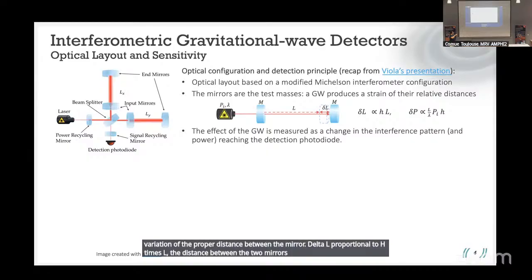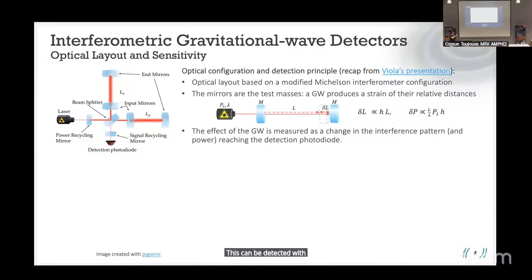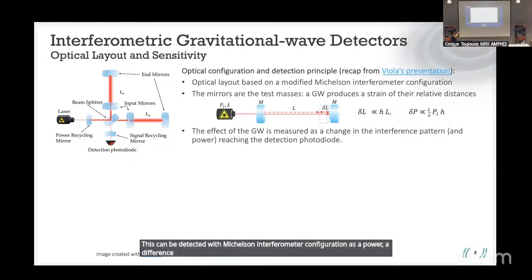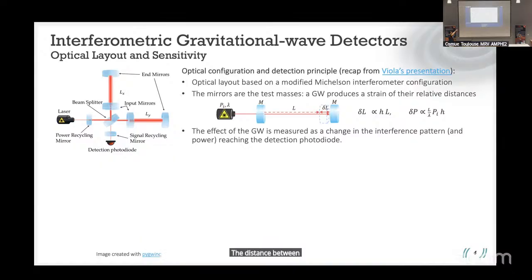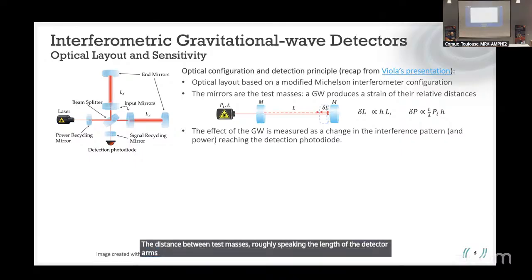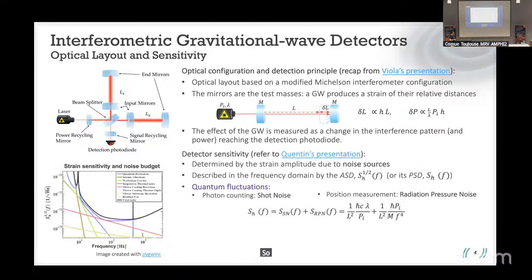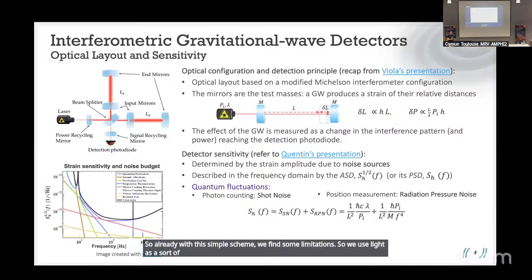This can be detected with a Michelson interferometer configuration as a difference in power reaching the output detection photodiode of the detector. This power is proportional to the input power, the amplitude of the wave, the distance between test masses, roughly speaking the length of the detector arms, divided by the wavelength of the laser light that we use. So already with this simple scheme, we find some limitations. We use light as a sort of ruler, but light we know is quantized.